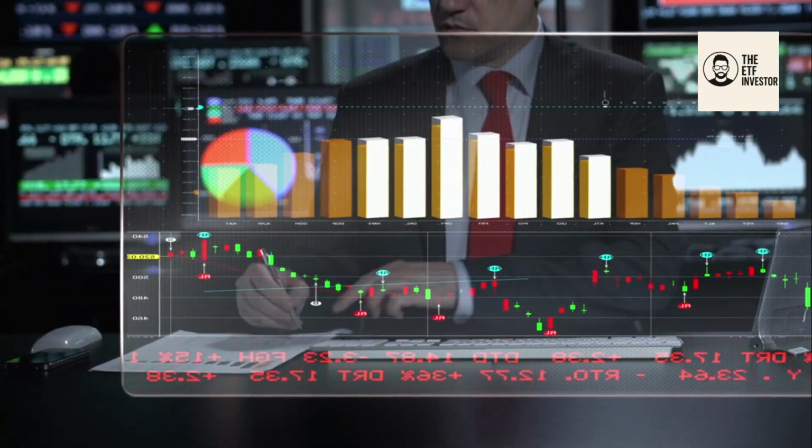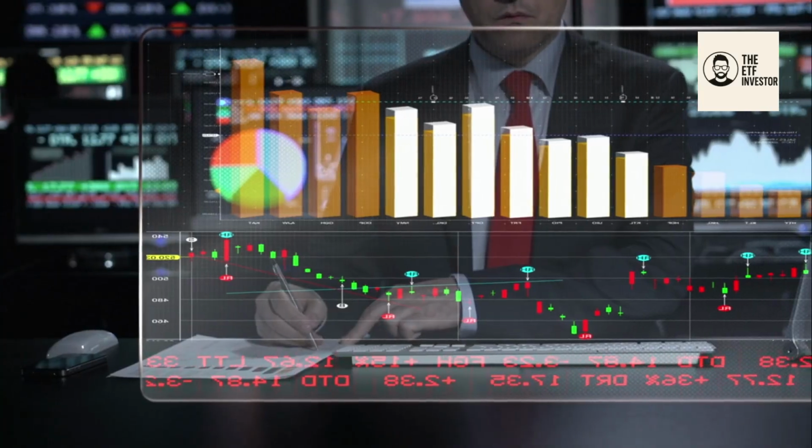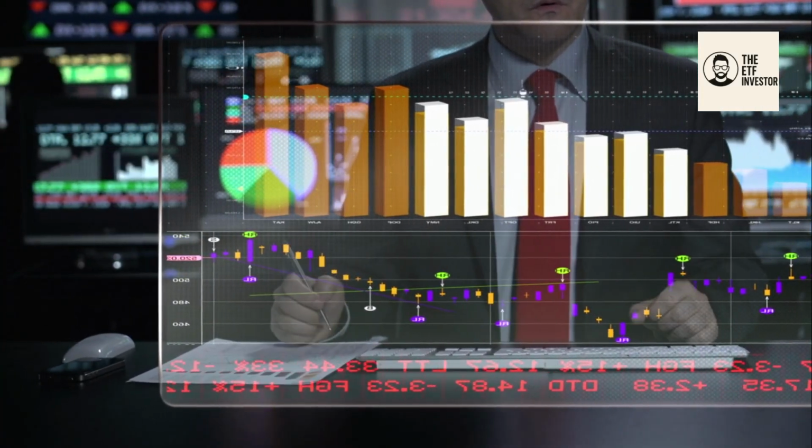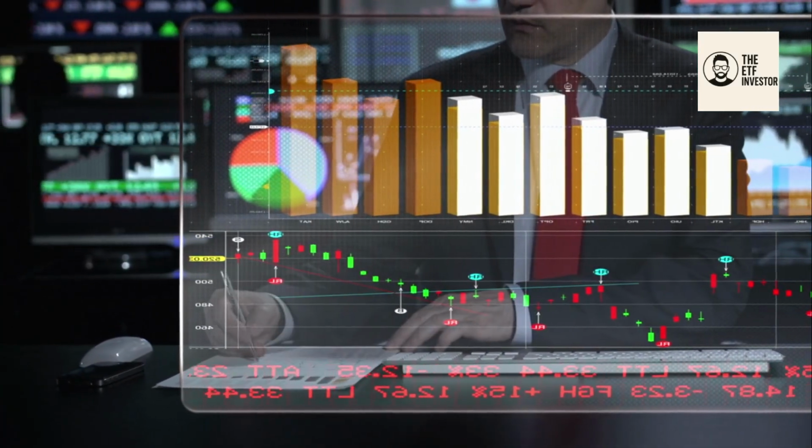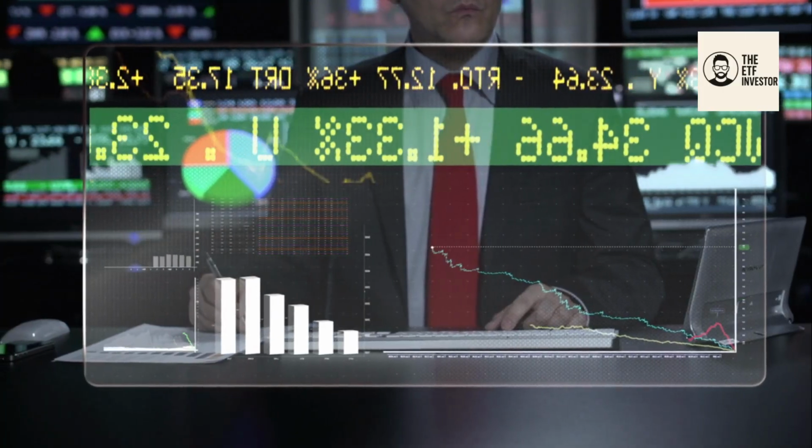Its liquidity, tight bid-ask spreads, and deep Treasury market exposure make it suitable for short-term positioning, collateral management, or parking capital during volatile periods.